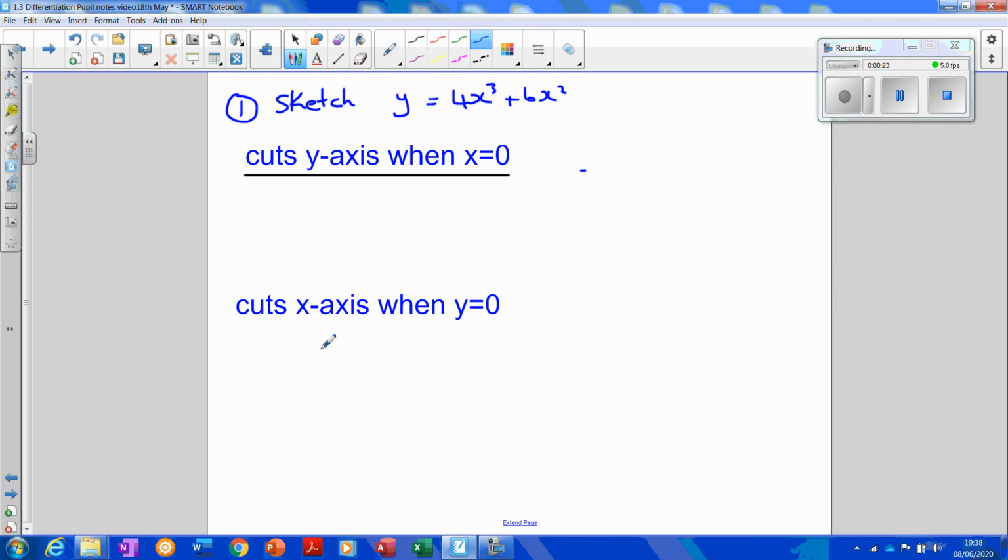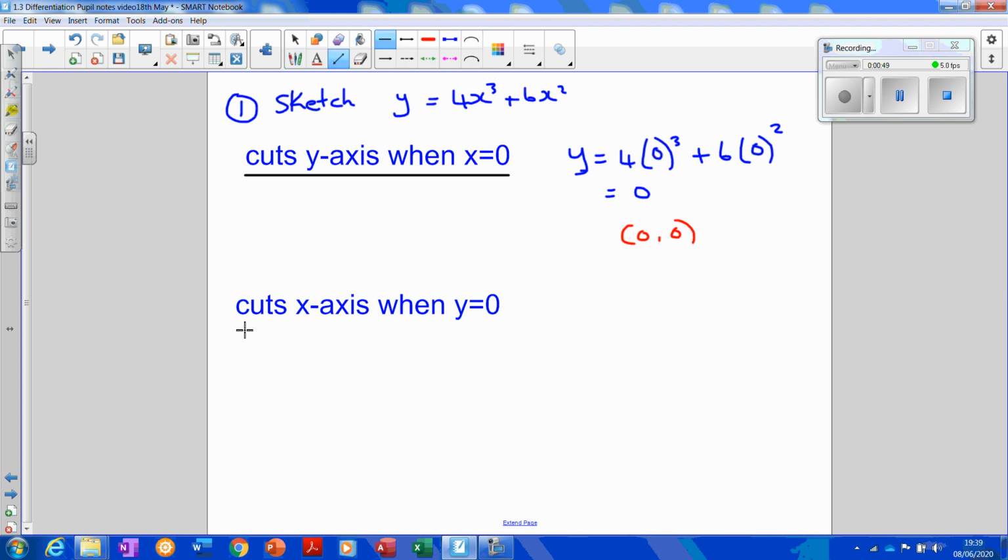So 2 things first of all we need to do is where it cuts the x-axis and where it cuts the y-axis. So it cuts the y-axis when x equals 0. So therefore y is equal to 4 times 0 to the power of 3 plus 6 times 0 squared. That's obviously 0, so it's cutting at the point 0, 0, so it's cutting at the origin. Now, that means that we're going to get a 0, 0 point down here as well. Okay, so you always look out for wee things like that and it helps as you're doing them.